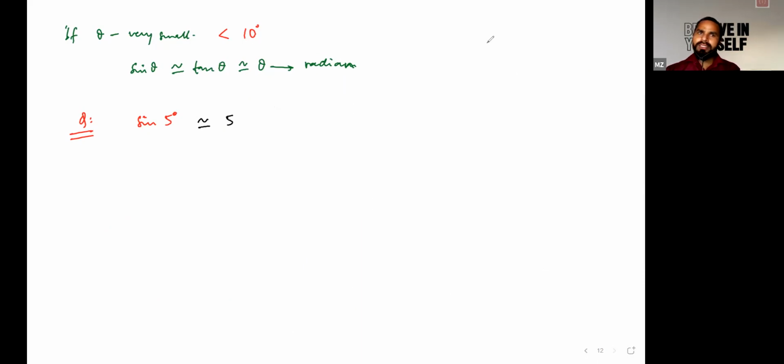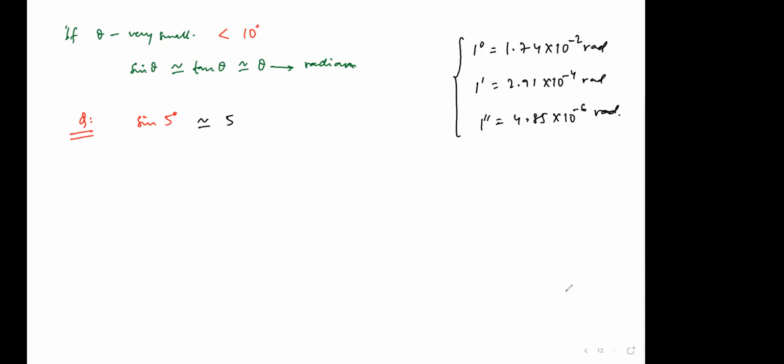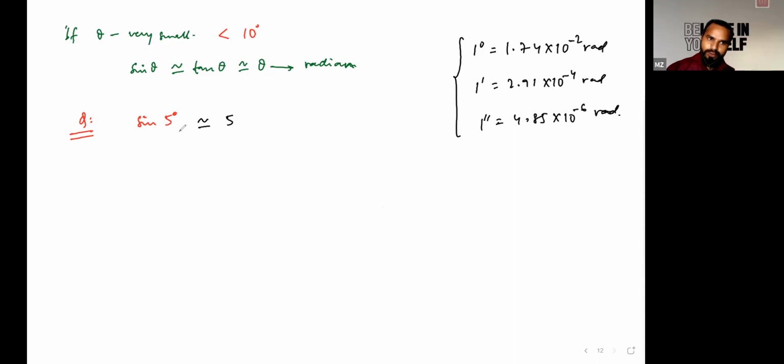There was a formula which I taught in our last class. 1 degree is equal to 1.74 into 10 to the power minus 2 radian. 1 minute is 2.91 into 10 to the power minus 4 radian. And 1 second is equal to 4.85 into 10 to the power minus 6 radian. I think we have done this in the last class. Yes, sir.